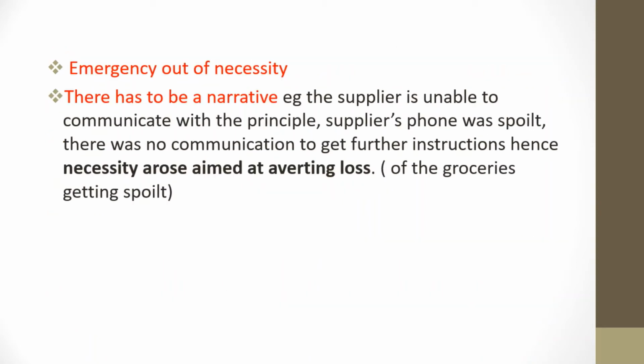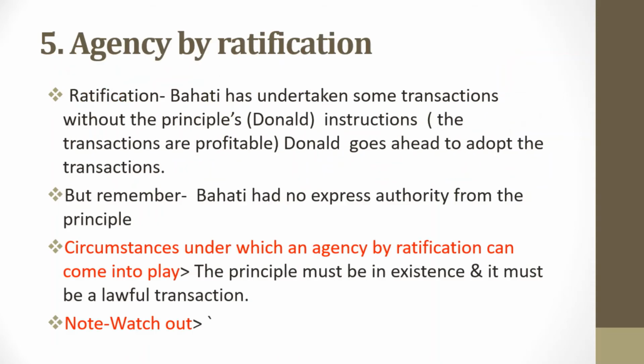And so this is still an emphasis that for a commercial agency of necessity to arise, there has to be a situation of an emergency aimed at averting a loss. And remember that whatever money the agent makes in this situation, that money has to be given to the principal. And so with that explanation as far as agency of necessity is concerned, the other key way of establishing an agency relationship is through ratification. You can also pay close attention to this.